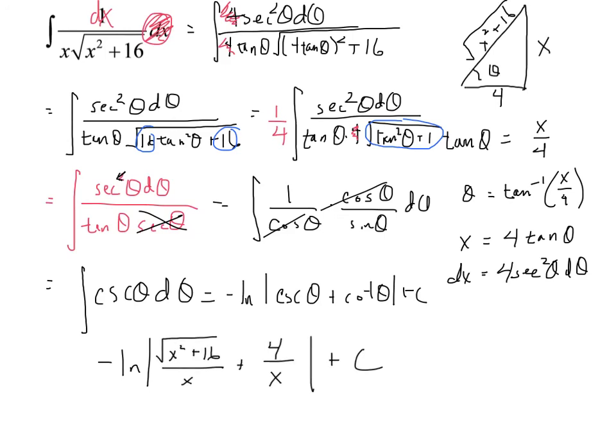Sometimes this is the hardest part, getting to this at the end. And let me just remind you real quick how we got this. We needed to replace and get back to x's. Well, cosecant is the reciprocal of sine. So I go back to my triangle and I say, well, sine was x over square root of x squared plus 16. So cosecant would just be the reciprocal. Cotangent is the reciprocal of tangent. Well, tangent would be x over 4. So cotangent is the reciprocal.